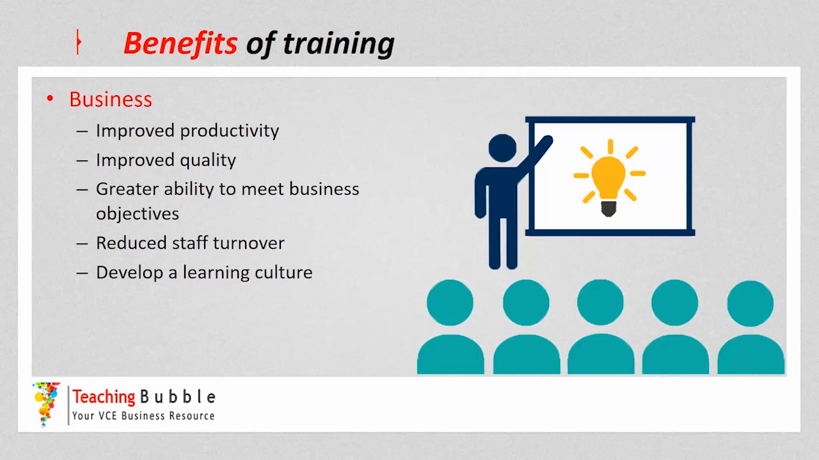Now, there are also benefits for the business, things like improved productivity and improved quality, because again, the employees are able to perform more effectively and efficiently. Also, a greater ability to meet business objectives, because if the employees are performing at a higher level, then they're more likely to achieve overall objectives. It can also reduce staff turnover, because employees are satisfied and motivated within their work, and it can help develop a learning culture where all the employees are learning together, and essentially the business grows because of that, because if the employees are learning, the business will be learning and growing also.